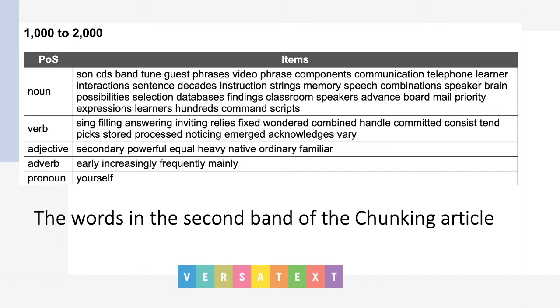So here are the words in the chunking article that come from the list of 1 to 2,000 most frequent words in English. When considering using a text with low-level students, we can always assume that they know the words from the first 1,000 most frequent words. But which words here would your students know?